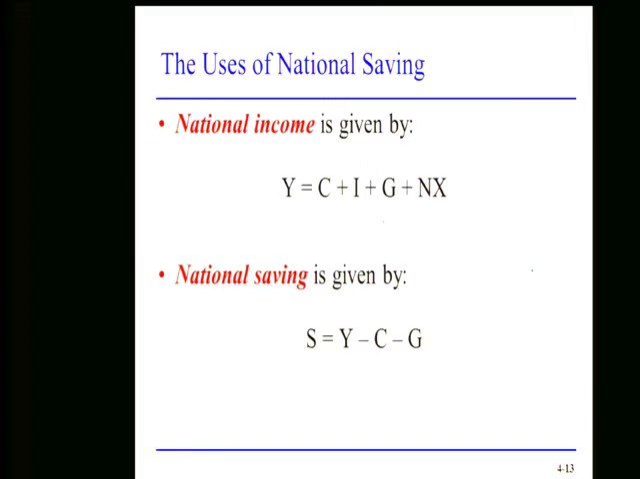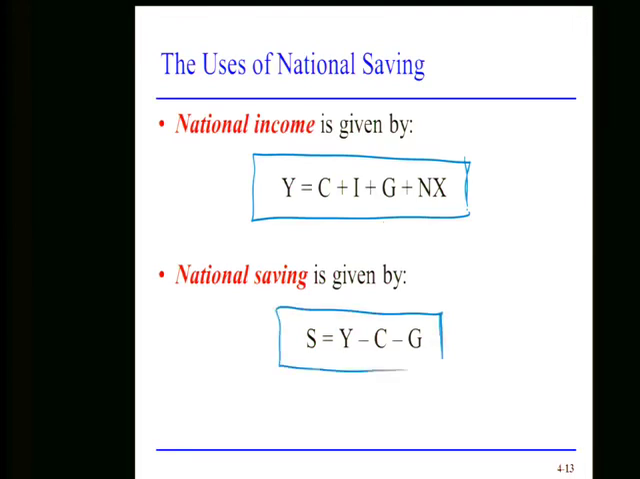What happens to this? We can go back to our national income identity, which is economic output or activity is equal to consumption plus private investment plus government purchases plus net exports, right? That's the equation we developed last week. National saving, as we just saw, is economic output minus consumption minus government purchases. But if this is equal to economic output, we can simply substitute in here.